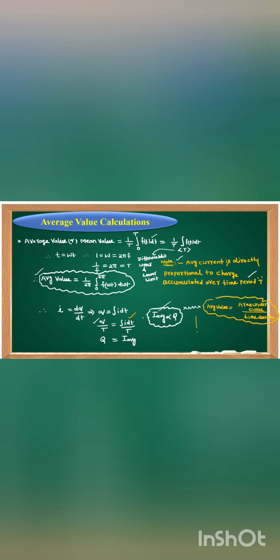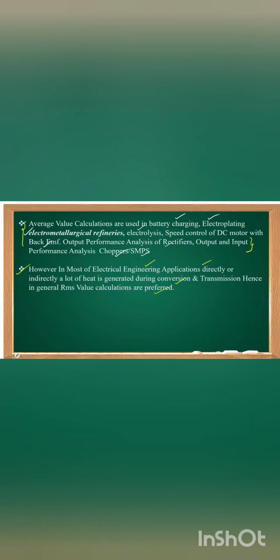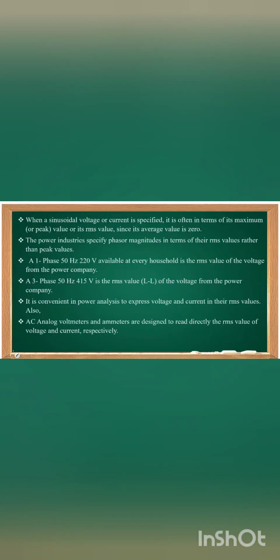For example, if there is a function f of t, we draw it with respect to t. This is the curve. How to calculate the area under this curve? Let the time duration be t1 to t2. Then how to calculate the average of this curve? Area divided by the time duration, t1 to t2, that is t2 minus t1. This is the calculation of average. Yes, this formula you also have. But here I am defining the RMS value. The RMS value is defined based on the heat dissipation.